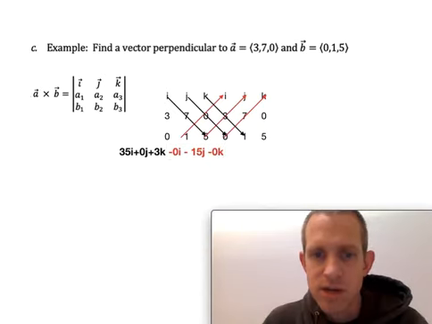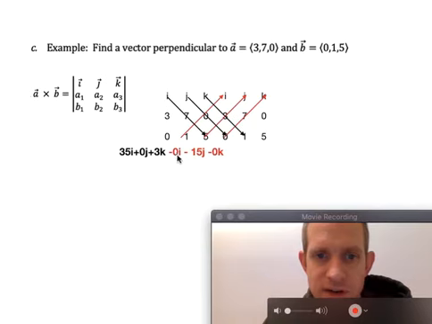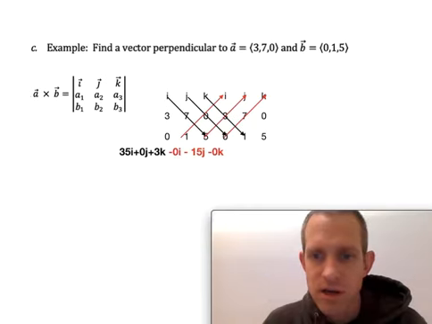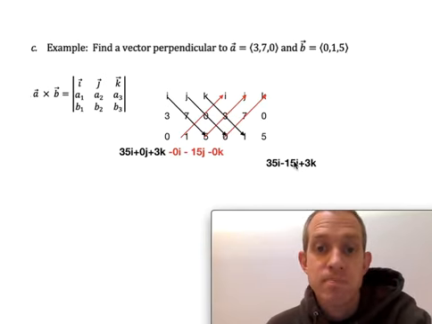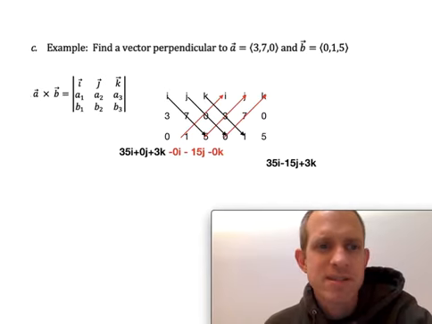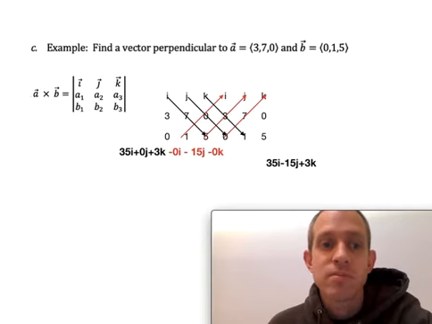And when you combine all those things together, 35i minus 0i and so on, we end up with the same vector we had last time, 35i minus 15j plus 3k. And for me, that technique works a little bit better. But it still requires that you remember the determinant, and maybe you've never even learned the determinant.